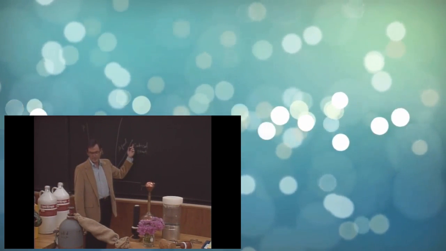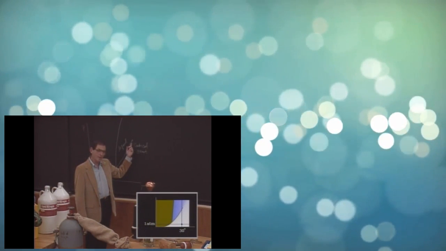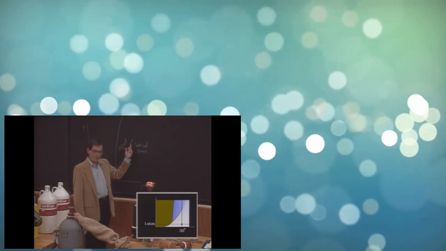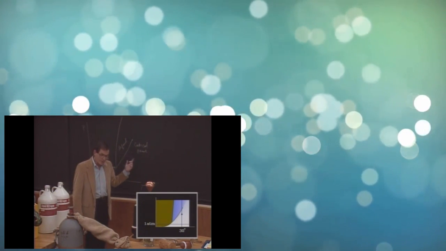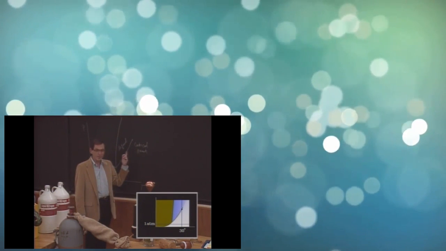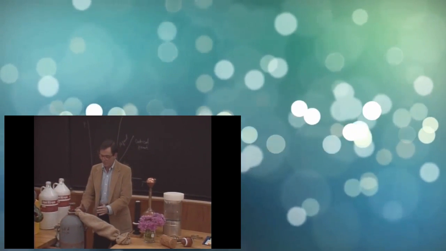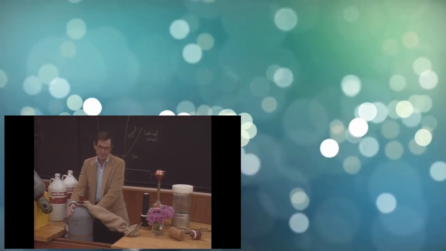The critical temperature of carbon dioxide is a little above room temperature. That means that if I had carbon dioxide right here in this room, but at high pressure, then it would be just an ordinary liquid. And that's precisely what I do have right here in this cylinder.